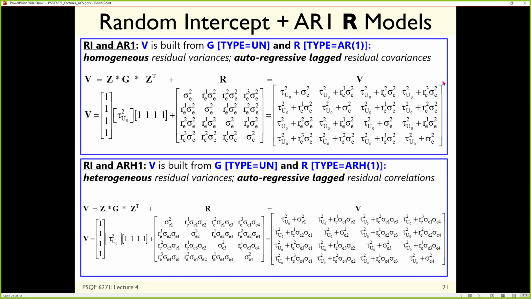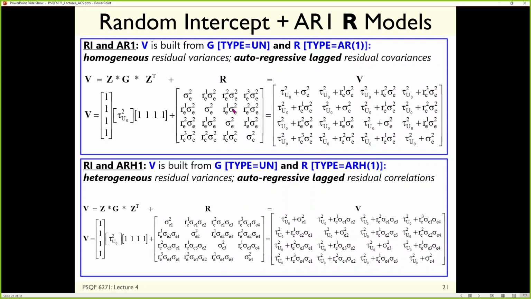Random intercept plus AR1. This one I like quite a bit. This one is very flexible, and I've seen it work well. It only has 3 parameters, so it's relatively parsimonious. What this one has is G, random intercept variance, R, residual variance, and then one autoregressive correlation that shows up in R only. So this is saying that the E's, the level 1 part, follow an autoregressive relationship specifically, not the total.